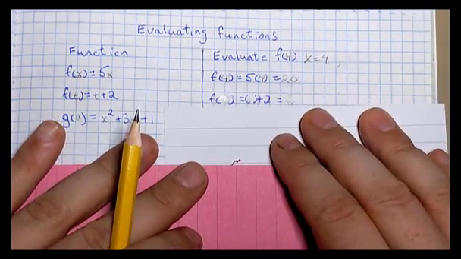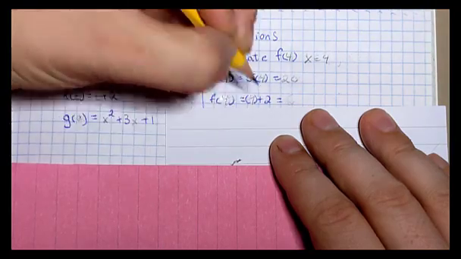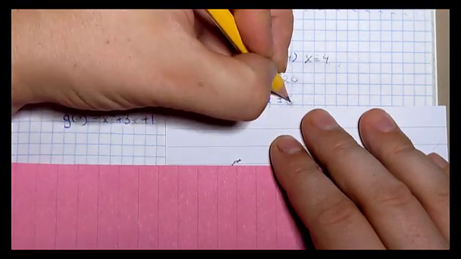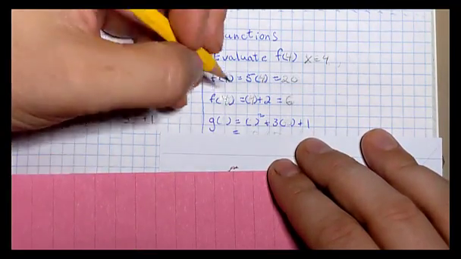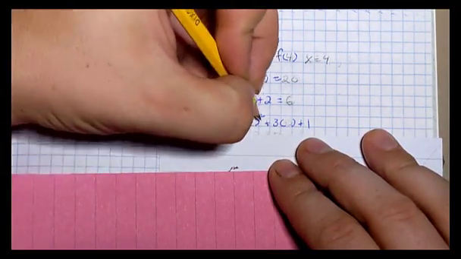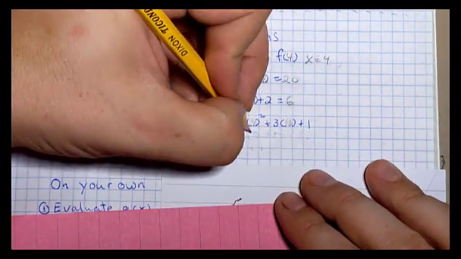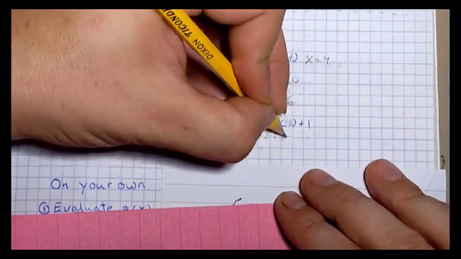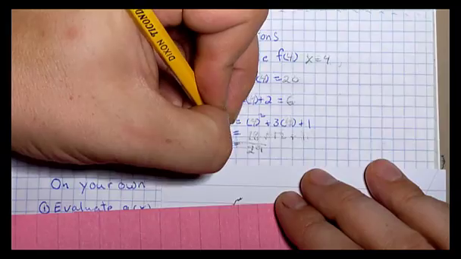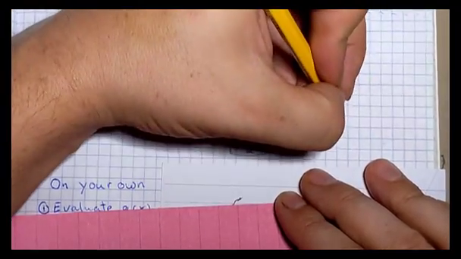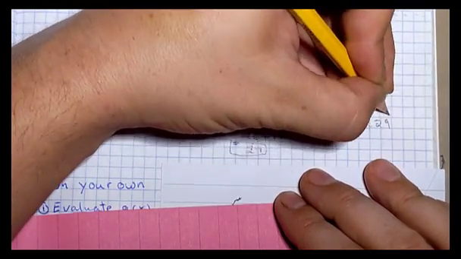We have, instead of t plus 2, I want to find the f of 4, so it would be 4 plus 2, which is equal to 6. And instead of saying g of x, I'm going to say g of 4, which is 4 squared plus 3 times 4 plus 1, or 16 plus 12 plus 1, which is equal to 29. So we say g of 4 is equal to 29.